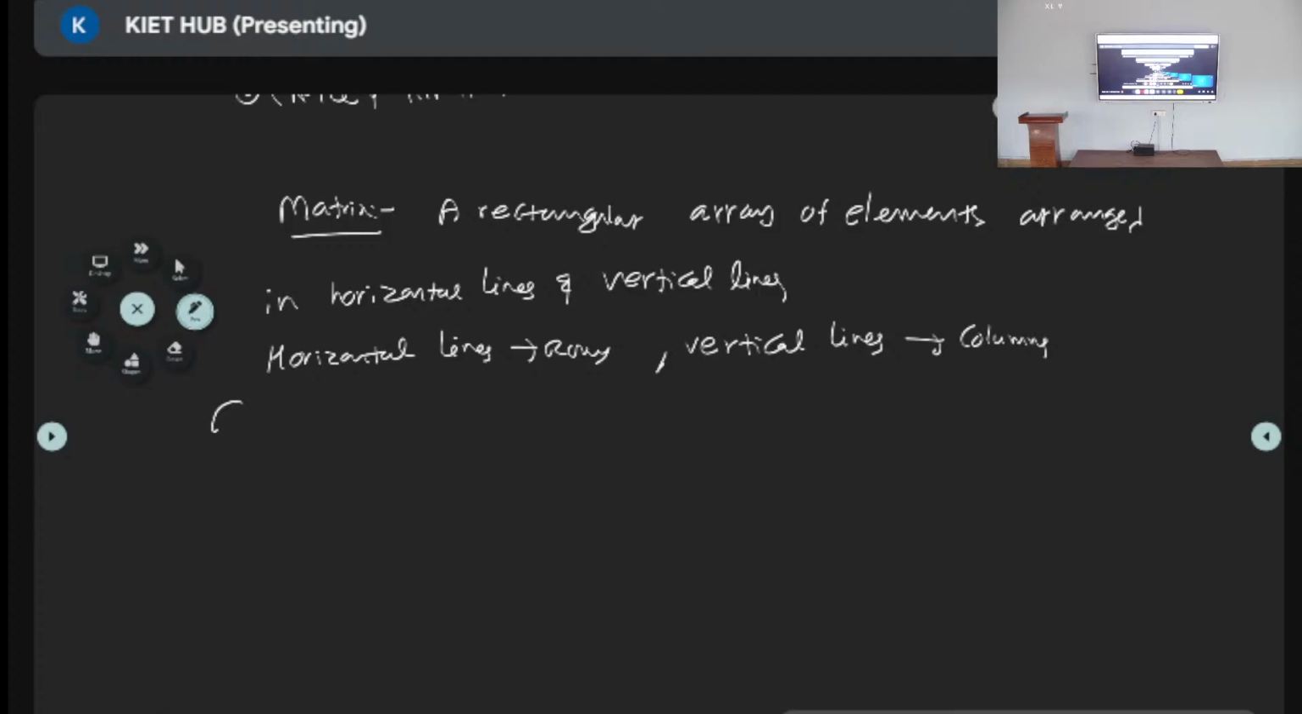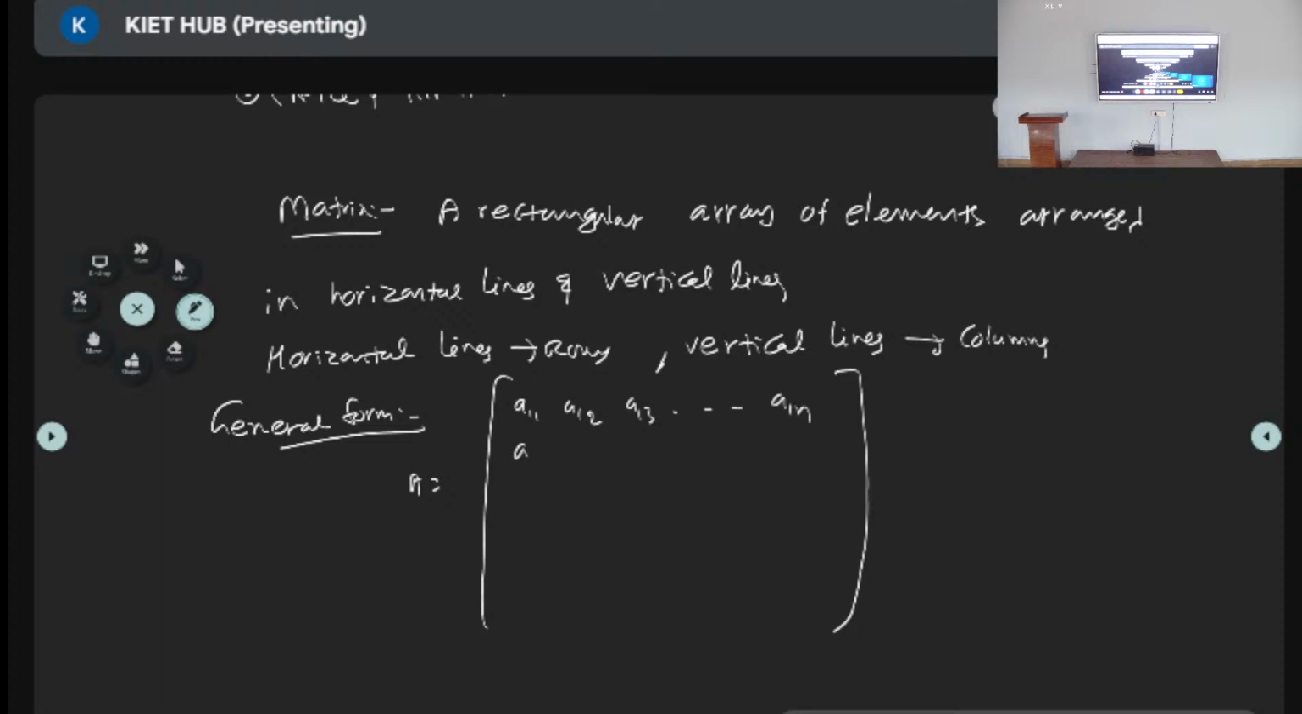What is the general form of the matrix? The general form of the matrix is represented as: matrix A is equal to a11, a12, a13, and so on up to a1n; a21, a22, a23, and so on up to a2n; and so on, am1, am2, am3, and so on, amn.